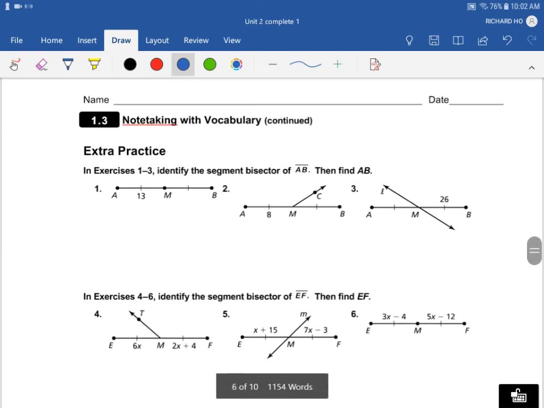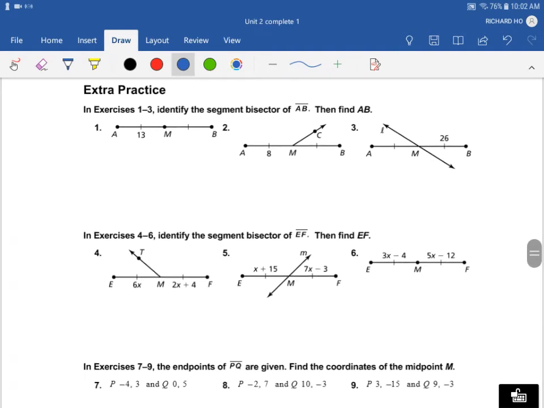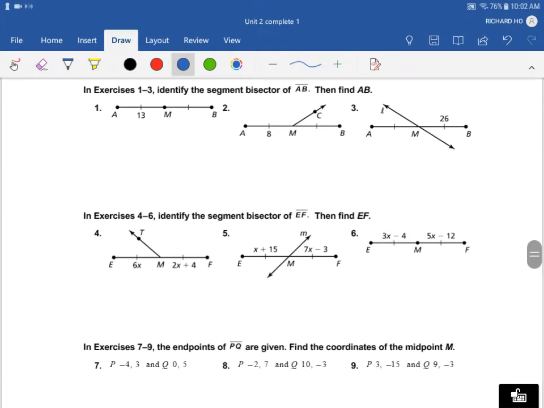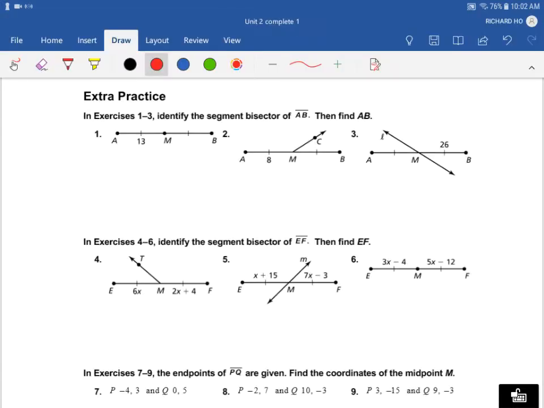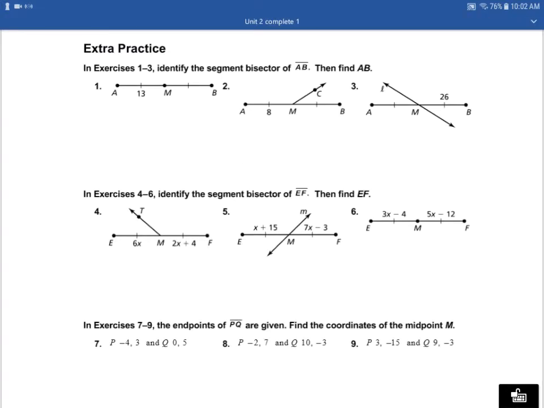Let's go down to here. We're just going to hit these 6 and then that's it. Okay, first thing is identify the segment bisector. So I'm going to do that for all 6 before we start. For the first one, the segment bisector is point M. That's the thing that's in the middle. For this one, the segment bisector is ray MC.